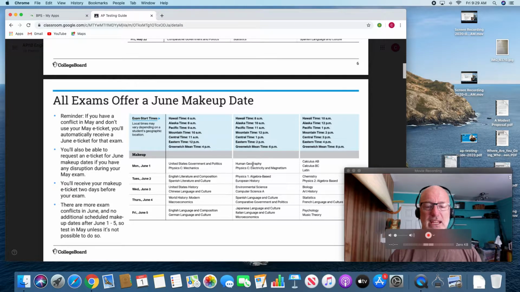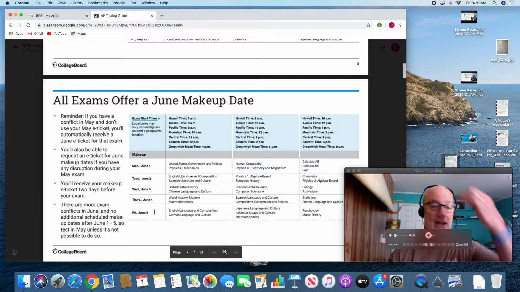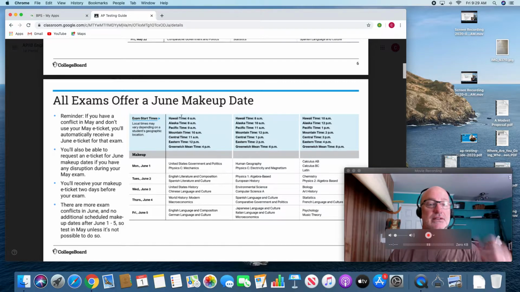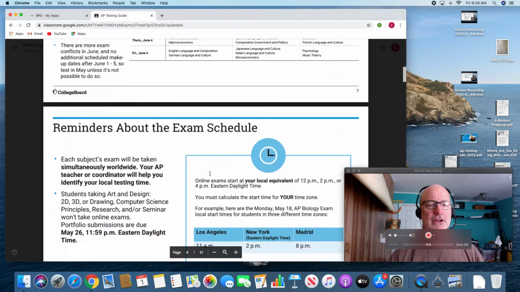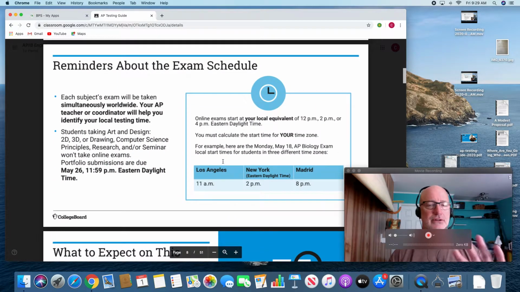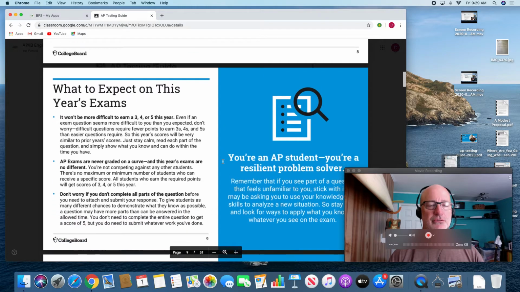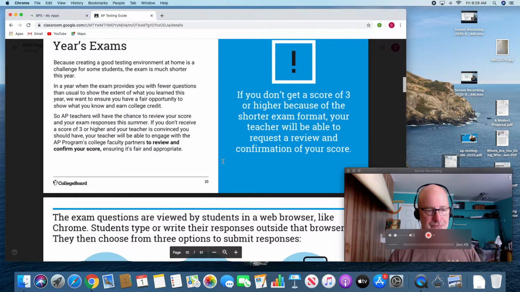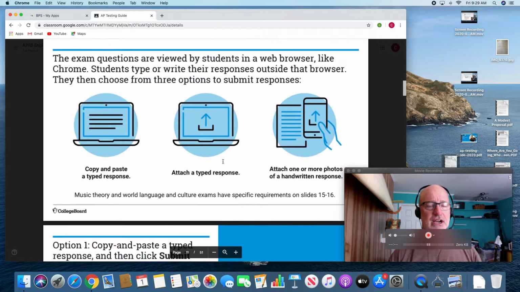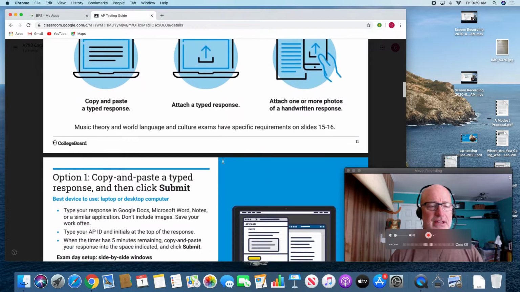There are makeup dates. Going back to, let's look at, so we have English language and composition, June 5th. And during this time here, it is 12 o'clock noon. So at noon time on the 5th is the makeup date. That's the only two opportunities that we have for taking this. They're going to go talking about the reminders, and they have all of this, what to expect from it, what are some of the issues, how you can submit your things.